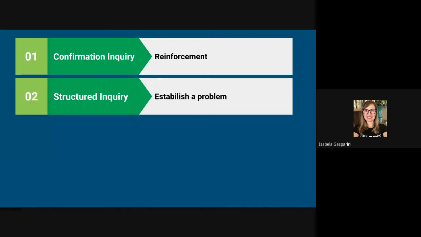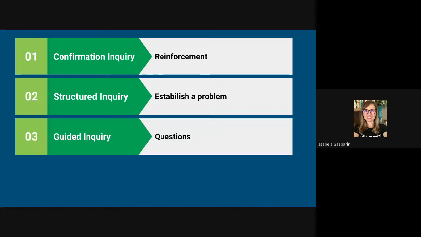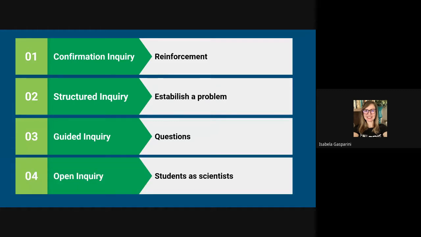There is the structured inquiry, where teachers establish a problem or a subject and the outline for students to address. The question and method are still provided by the teacher. However, students find the results supported by the evidence that they received. In the guided inquiry, the teachers provide students only the research question, and students use the method to test their questions and solutions. And in the open inquiry, there is the highest level of inquiry. The students have the opportunity to act as scientists, asking questions, designing and conducting investigations, and communicating their results.